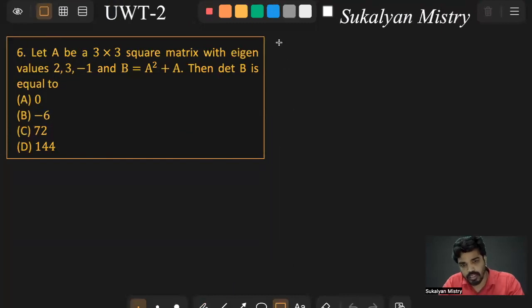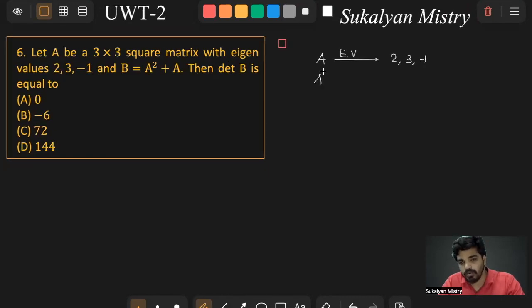So next question number 6. What is given? Here it is given that A is a 3 cross 3 matrix with eigenvalues 2, 3, minus 1. That means eigenvalues of the matrix A are 2, 3, and minus 1. Okay. So we have to calculate determinant B. What is B? B is given as A square plus A. Okay. Same concept, apply it.